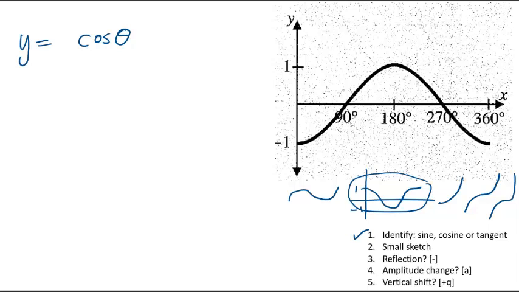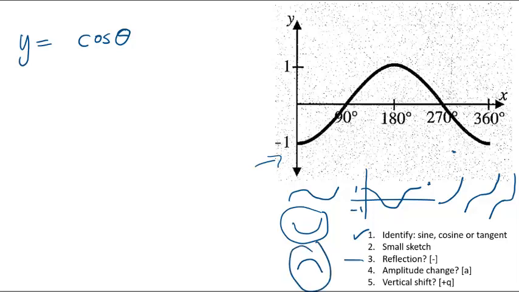So I've got my small sketch, and I now know what it's supposed to look like if it was just cos of theta. Now the reason for the small sketch is so that I can look at what I would normally have and what I actually have and find the difference. So the first thing that I notice is that my normal graph is a smiley face looking like this, and my current graph, or the question graph, is a frowny face, which means that I have a reflection, right?